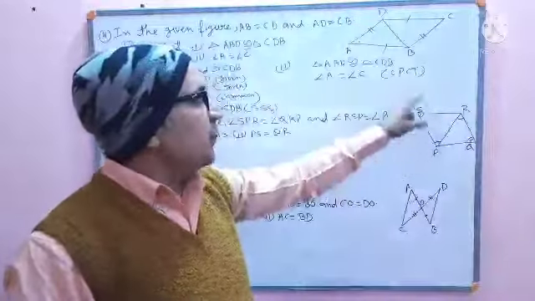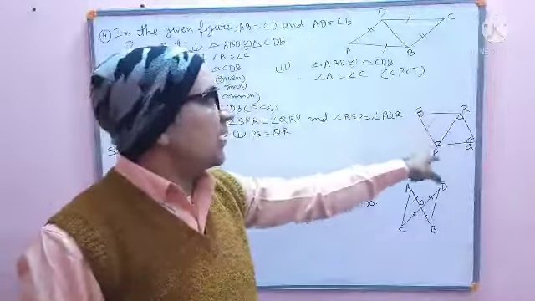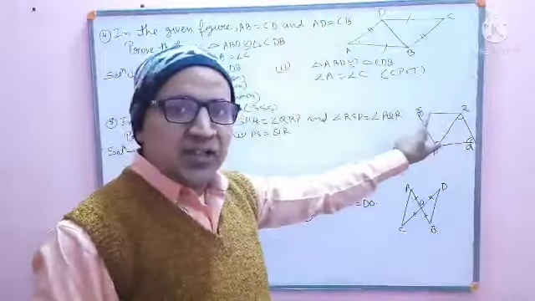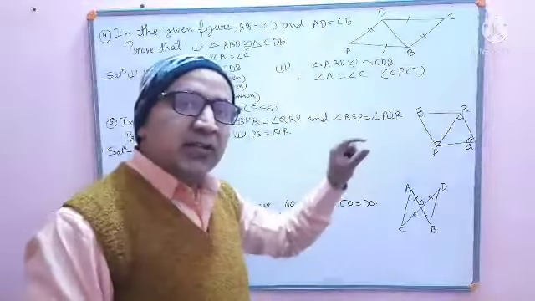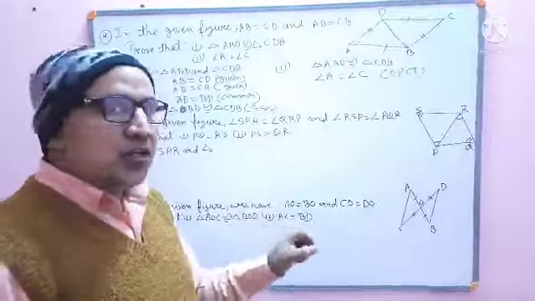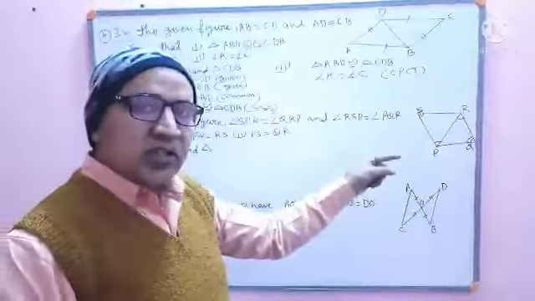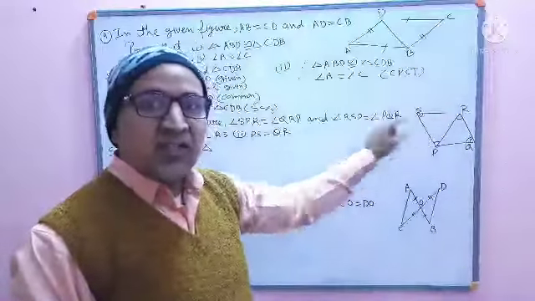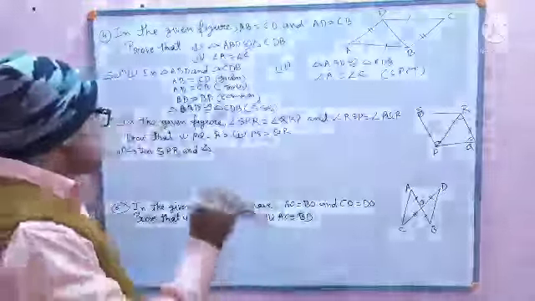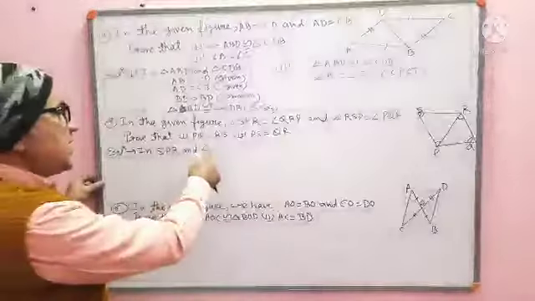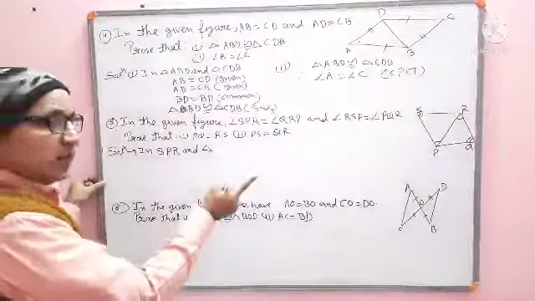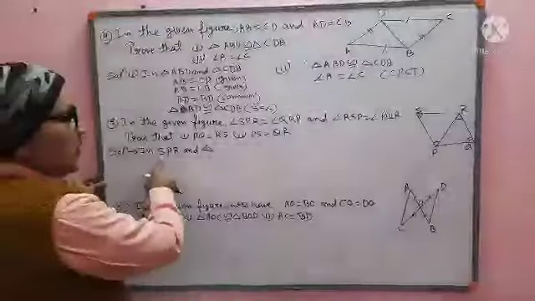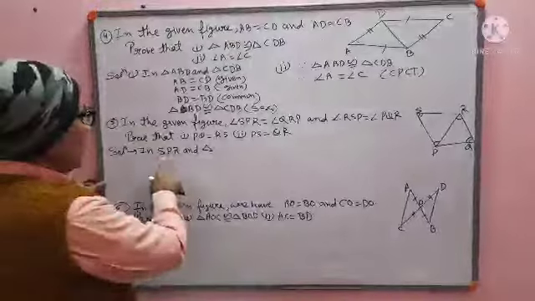You can write any name, PQR, RPQ, QPR, QRP, anything. That doesn't matter. But if you write in the corresponding order, then it will be easy for you to search which angle will be equal to which angle, which side will be equal to which side of the other triangle. That is why it is necessary to write the second triangle in the corresponding order.